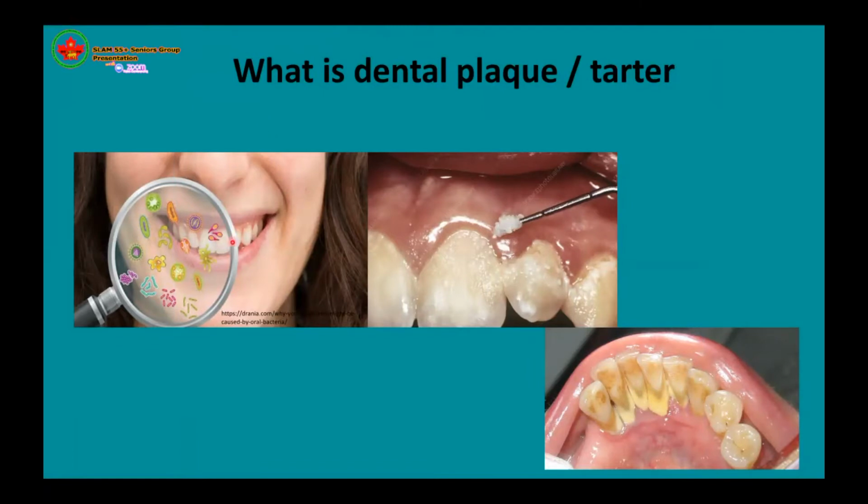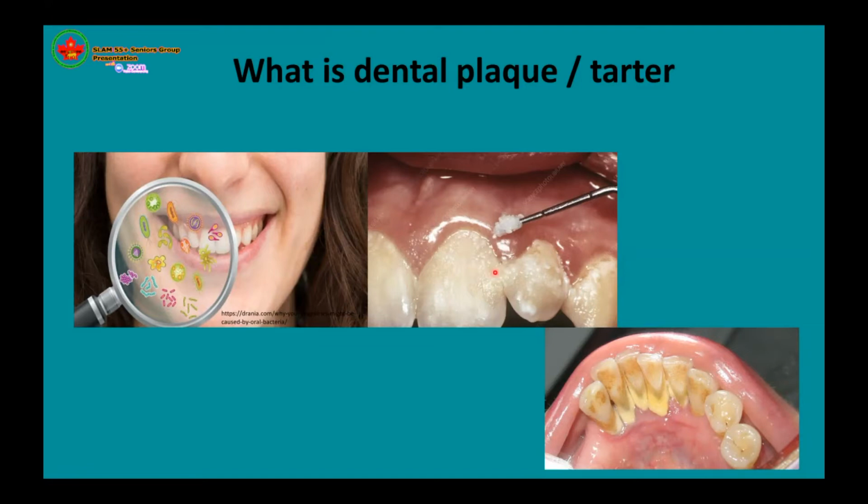Inside the mouth, there are thousands of microorganisms, bacteria, viruses, and fungi. In addition, there are food particles and saliva. Over time, these three substances form a whitish, soft, removable material, which is known as dental plaque. In this picture, you can see the newly formed dental plaque over the teeth, and this can be easily removed by proper brushing.